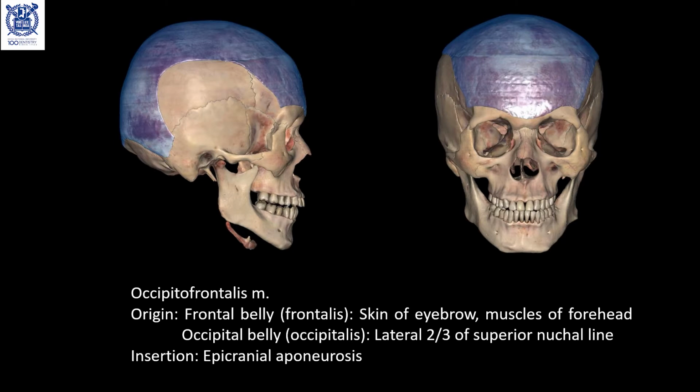Separately, the occipitalis muscle usually retracts the scalp, and the frontalis muscle usually wrinkles the eyebrow. They are innervated by the facial nerve because they are included in the facial muscles, and the occipitalis muscle is supplied by the occipital artery, and the frontalis muscle is supplied by the ophthalmic artery.